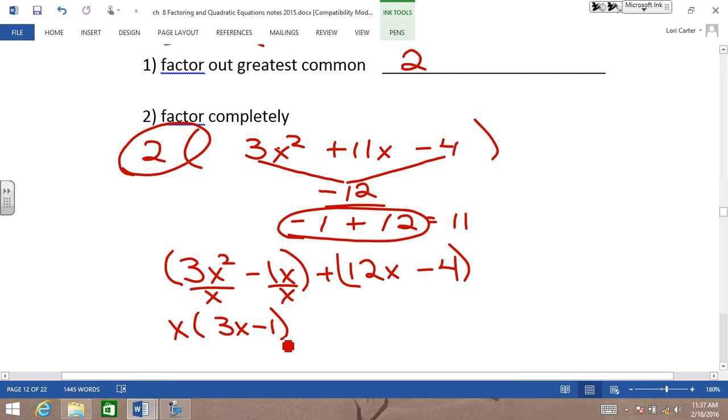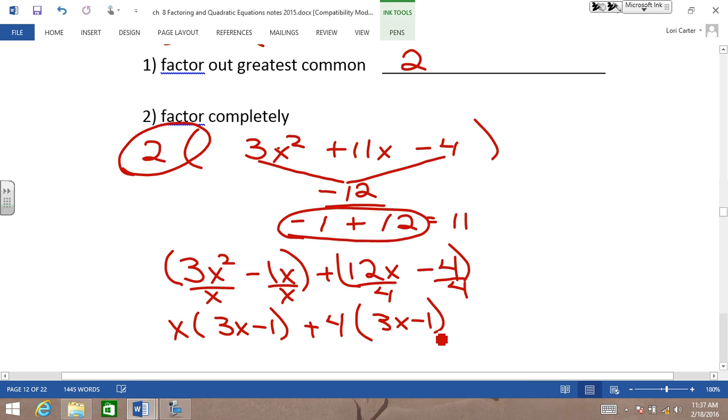Okay, yep. Jacob, what do the next 2 have in common? Positive 4. So the 4 goes in front. What's left? 3x minus 1.